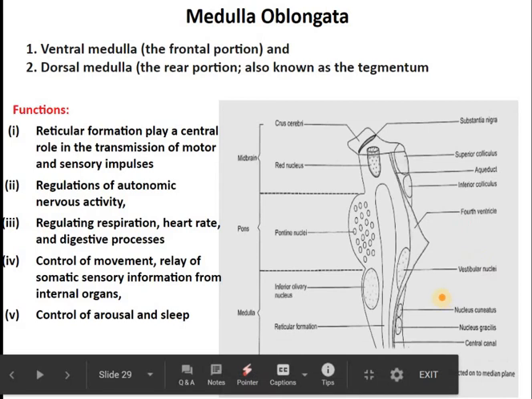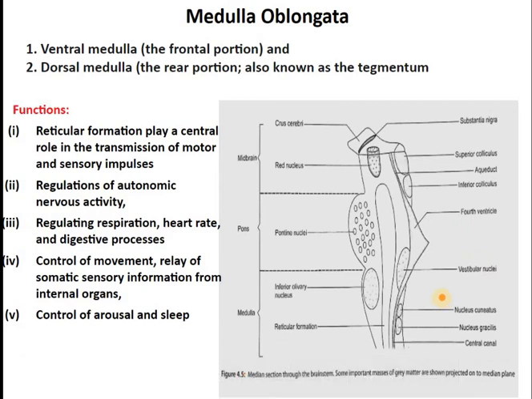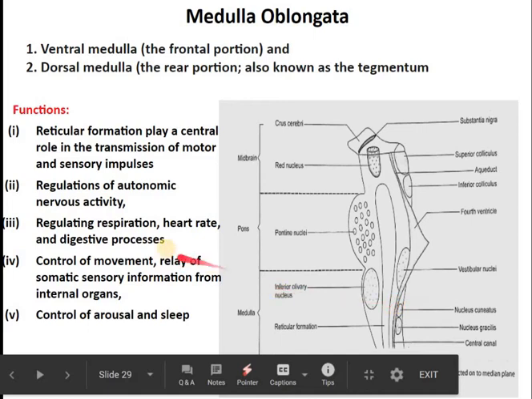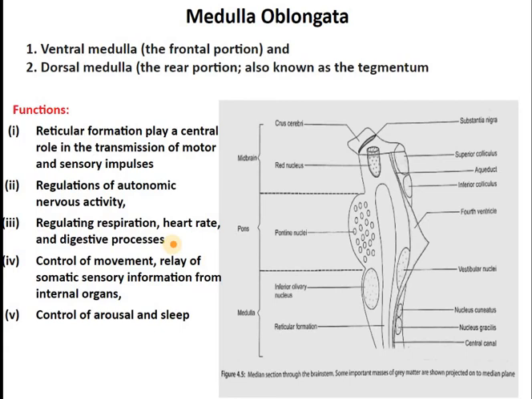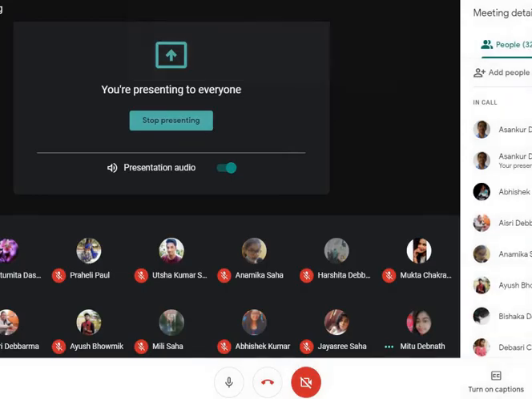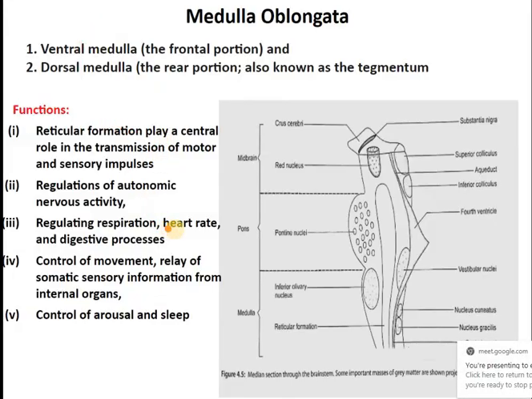So what are the functions of the medulla oblongata? The medulla oblongata is responsible for controlling different autonomic functions, different autonomic activities, like regulating the respiration, regulation of the heart rate, and digestive processes. With the help of other structures of the brain as well as the pons, the medulla oblongata regulates the respiration, regulates the heart rate, and also controls the digestive process.